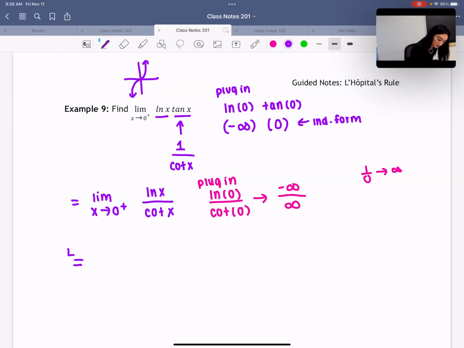L'Hopital's rule. I'm just going to use my equal sign with the LH on top just to be like, hey, I'm using L'Hopital's rule. Okay. L'Hopital's rule tells us that I can take the derivative on top and the derivative on the bottom. What's the derivative of ln of x? 1 over x, good. What's the derivative of cotangent of x?